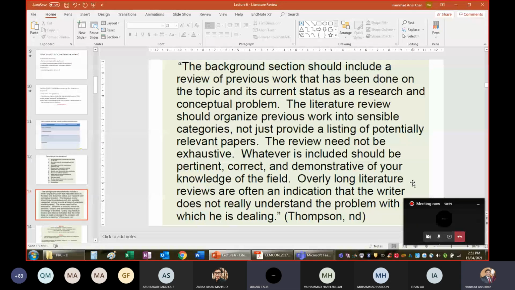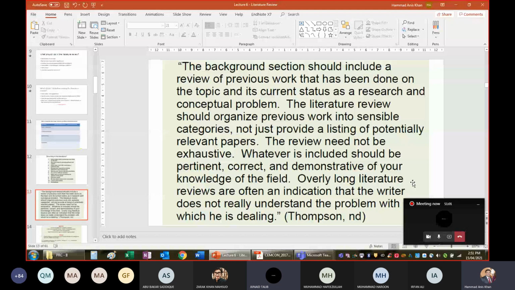It should not be a thesis itself, the literature review. It should not be like an 80 pages chapter. You can make it a considerable length for the chapter. Whatever is included should be pertinent, correct, demonstrative of your knowledge of the field. It should be linked to what you are doing.